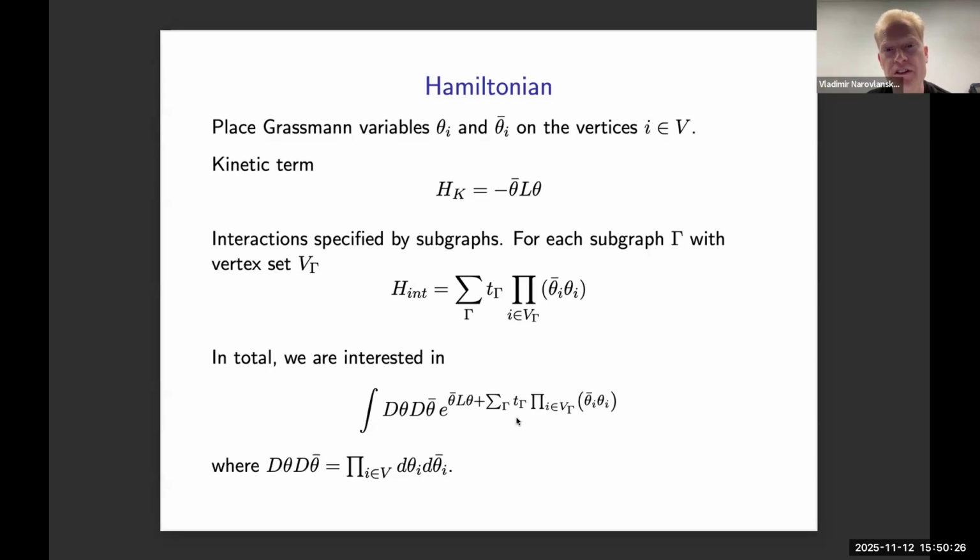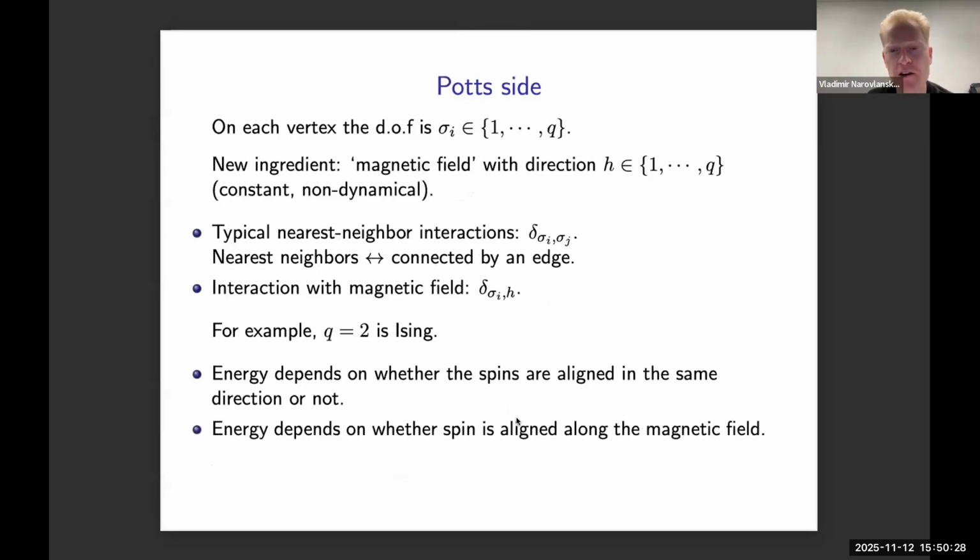Okay, just to make sure everything is clear. Now the Potts side: on the Potts side, we're going to place a Potts degree of freedom, sigma, on every vertex also. So again, the degrees of freedom live on the vertices of the graph, and sigma takes values as usual between 1 and q. Now the new ingredient that we'll introduce is a magnetic field with a direction that is also specified by a number between 1 and q, an integer. This is not going to be a dynamical degree of freedom. You can think about it as something fixed, some background thing.